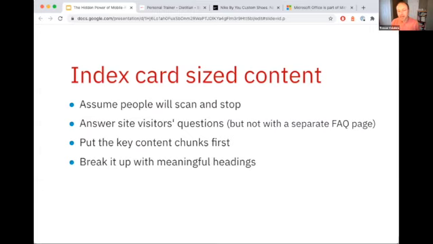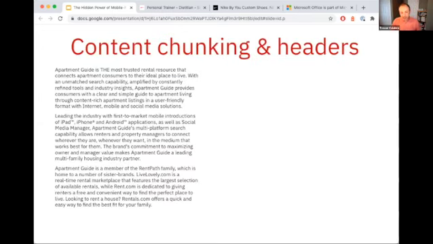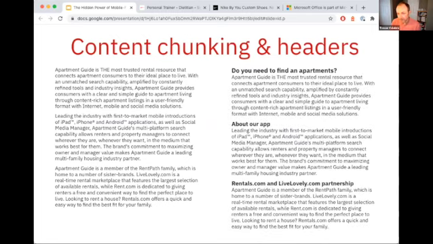And then you want to break everything up with meaningful headers. So now that you have good content chunks that you could fit on an index card, you want to label them explicitly and relevantly. Let's look at an example here. This is actual text from a real study that was done. I just put it in Google Slides here. So all they did differently in this test was they took that bit of information and they added these conversational style headers. Note that first one, right? Do you need to find an apartment? That's the kind of conversational approach that's very, very helpful.